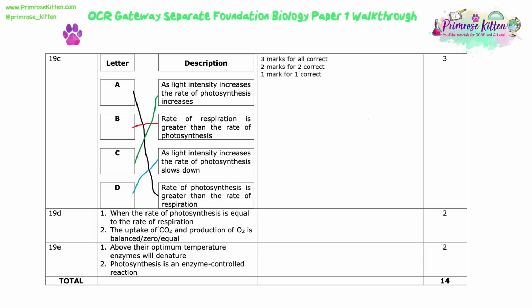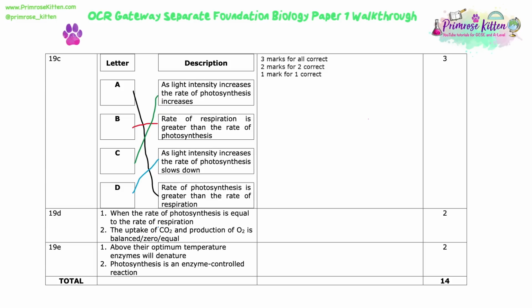Make sure there's only one line coming out of each of the letter boxes, because if you've accidentally changed your mind and there's still a line coming out and you don't effectively cross it out, then that can stop you from getting marks. So the marks here are 3 marks if you get them all correct, 2 marks if you got 2 boxes correct, and 1 mark if you only got 1 box correct.